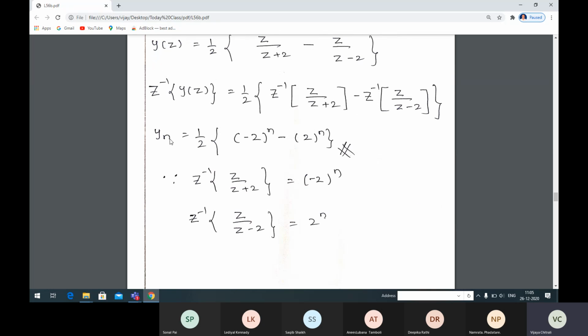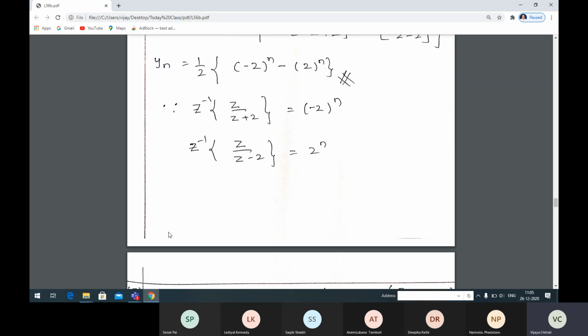So y of n, or yn, is equal to 1 upon 2 times z inverse of z divided by z plus 2, which is minus 2 raised to n, because z inverse of z divided by z plus a will be minus a raised to n. In place of a we have 2, so minus 2 raised to n, minus z inverse of z divided by z minus a. In place of a we have 2, so 2 raised to n. So this will be the required answer. These two results we have used.